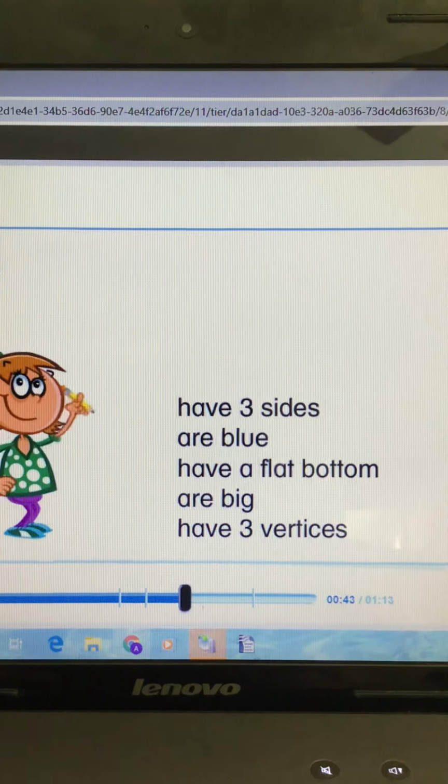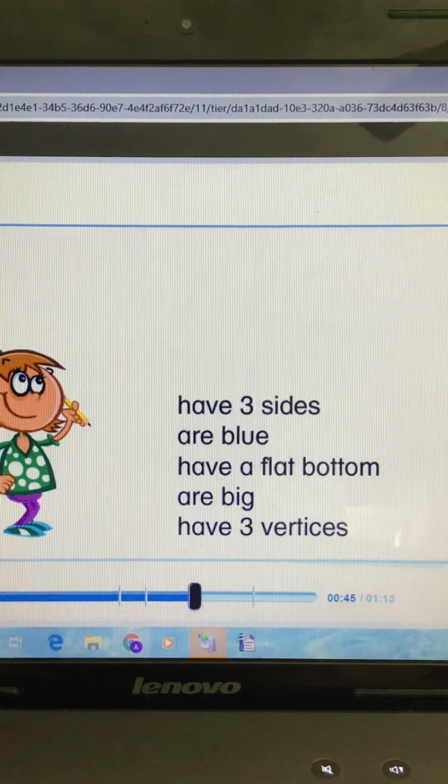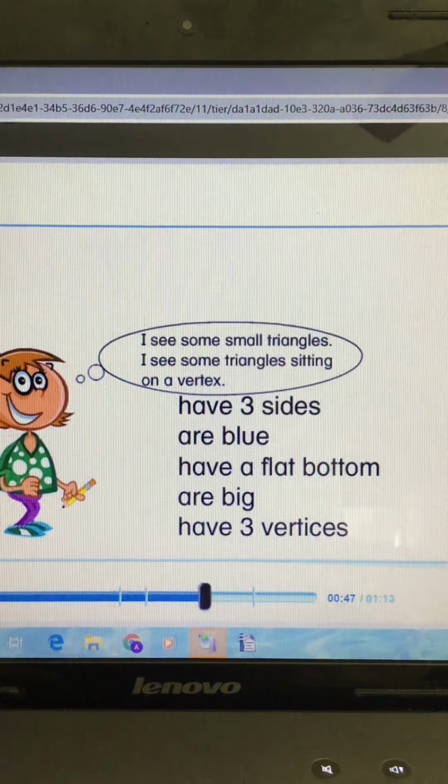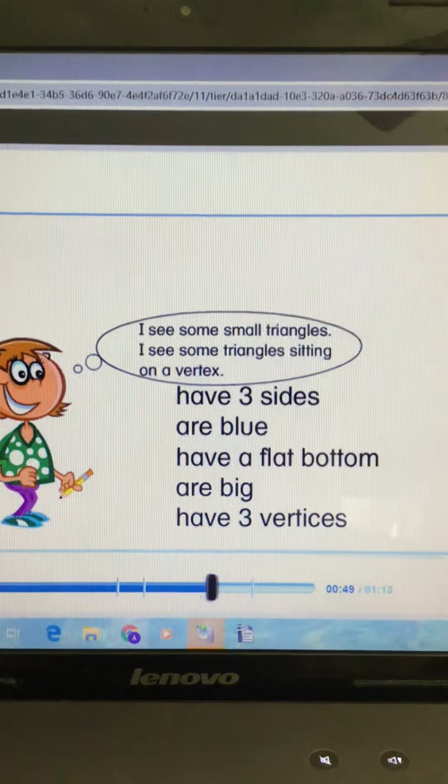Solve. I see some small triangles. I see some triangles sitting on a vertex.